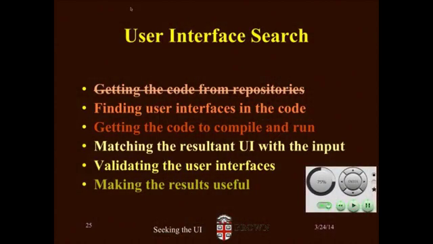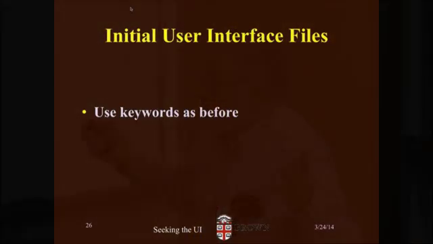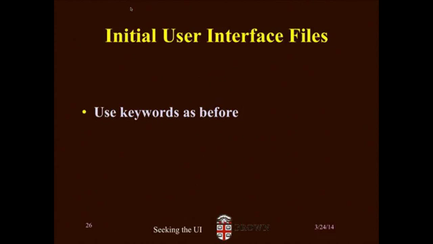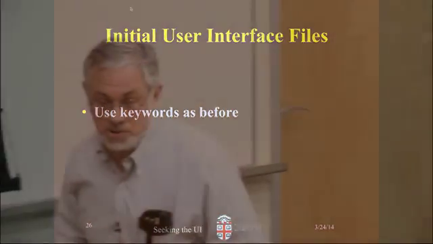So finding user interfaces in the code, this is what we need to do. For initial files, use keywords as before. This is going to work, right? We're going to return the keyword files. How many people write user interfaces that fit in one file?